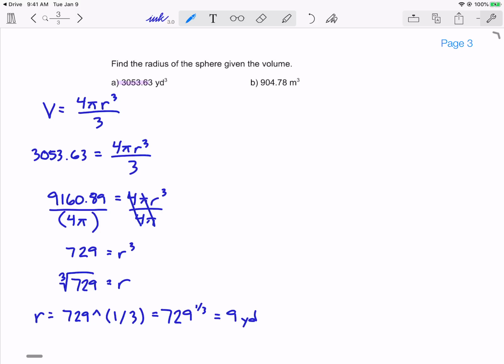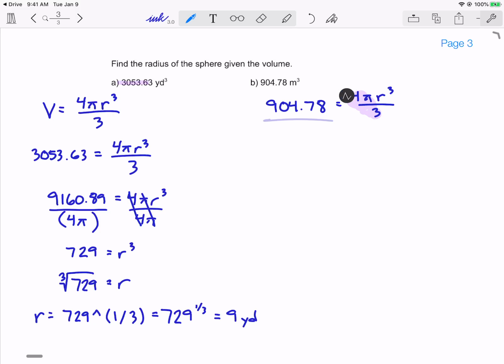So let's take a look at this next one. So I'm going to replace volume with 904.78. That has to equal 4 pi r cubed over 3. So ultimately I want to get rid of the 4 pi over 3. So I'm not going to do all the steps in one. I'm going to split it into 2 steps.